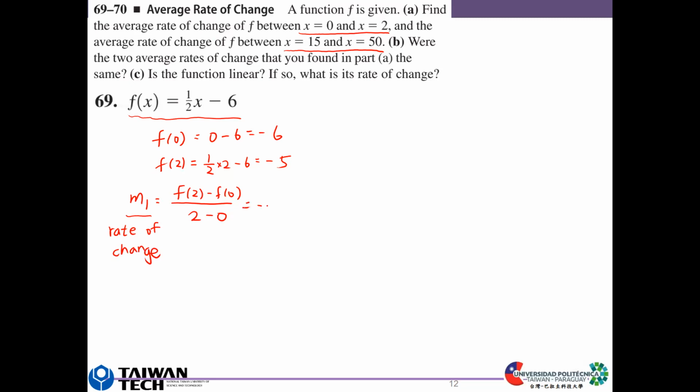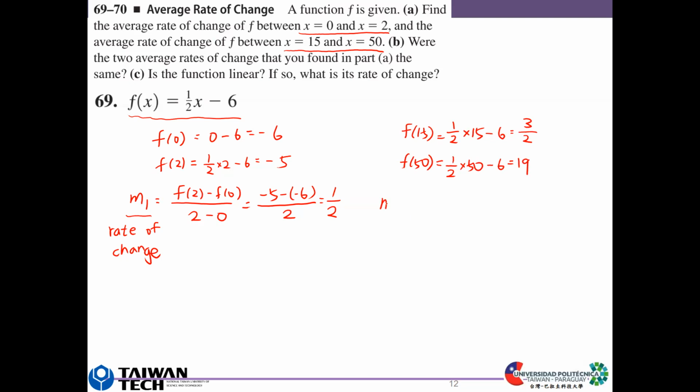Okay, that will be -5 minus -6, which is 2, and it equals 1/2. And for the rate of change between 15 and 50, we are using the same thing. So f of 15 equals 1/2 multiplied by 15 minus 6, which equals 3/2. And f of 50 equals 1/2 multiplied by 50 minus 6, which is 19.